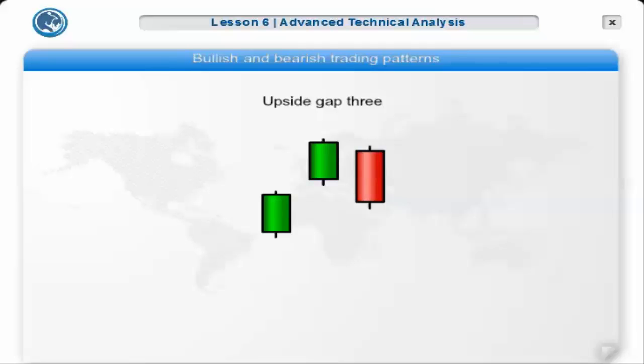Upside gap 3. This is a 3-candlestick reversal pattern that indicates a bearish outlook. On the first day, the candlestick is green and confirms the general trend. On the following day, the price opens at a price gap that is higher than the closing price of the first candlestick and closes green, meaning moving upwards. On the third day, the candlestick opens at a negative price gap and closes near the closing price of the first candlestick.